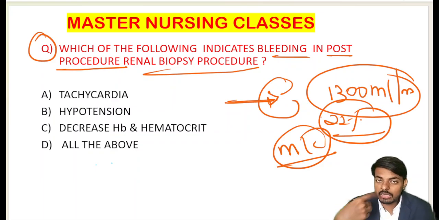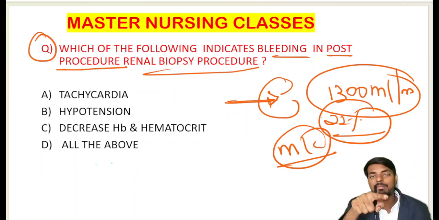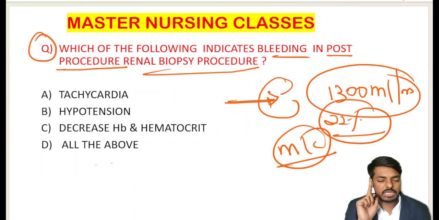As nursing officers, we need to know the early signs and symptoms indicating that some bleeding is happening inside the body. So you have to have a clear concept in order to have the assessment abilities. Okay, so which of the following indicates bleeding in the post procedure renal biopsy?